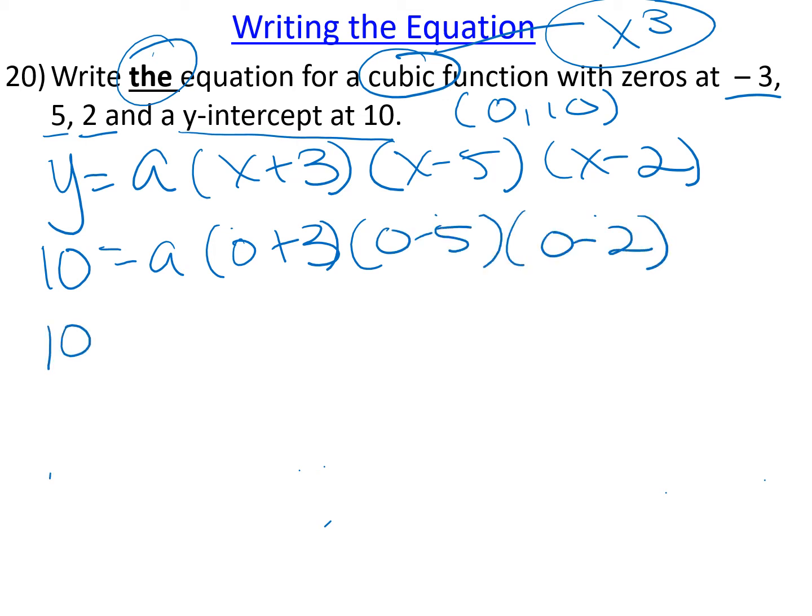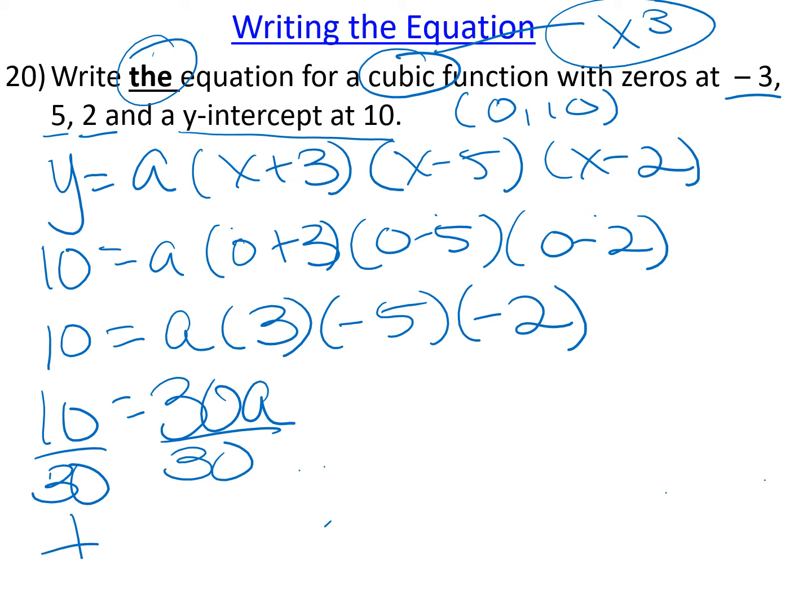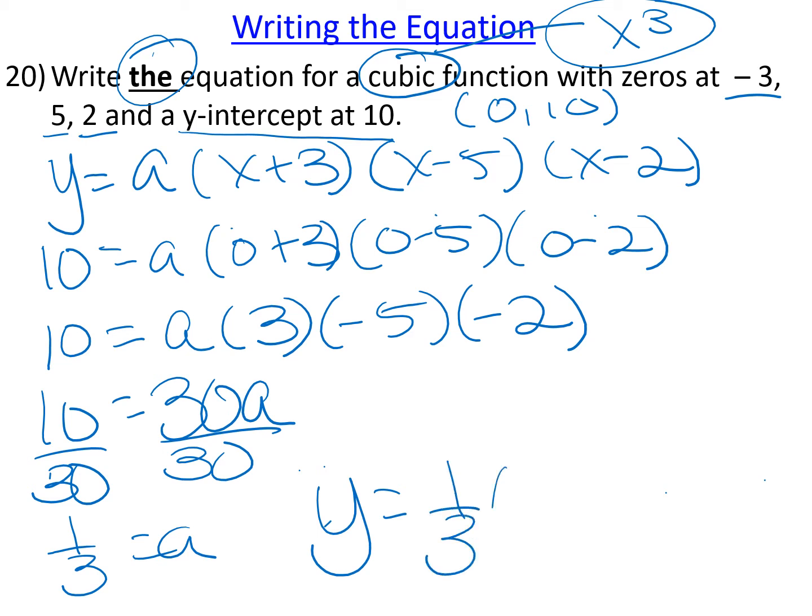10 equals a times 3 times negative 5 times negative 2. That's going to give me negative 15 times negative 2 is 30. Divide by 30, and I'm going to get an a value of 1/3 actually. Then my final equation is y equals 1/3 times x plus 3 times x minus 5 times x minus 2.